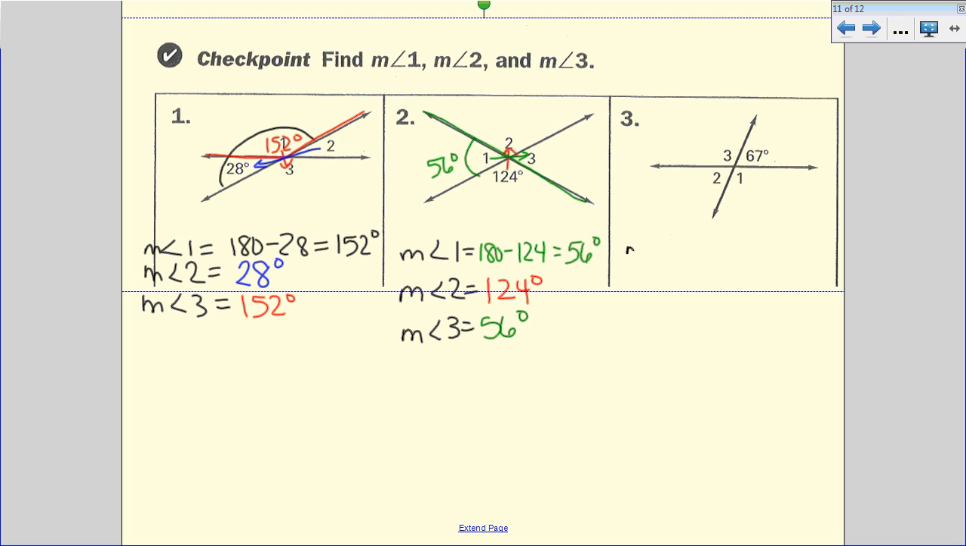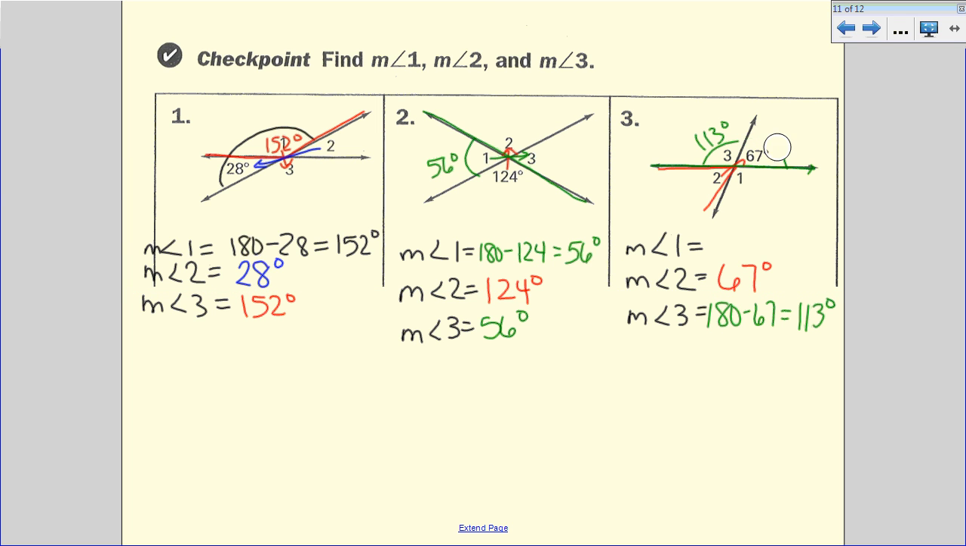We take a look at the third one. Measure of angle 1, measure of angle 2 is what I'm looking for, measure of angle 3. Angle 2 is opposite, or is vertical, to the 67-degree angle. So angle 2 is 67 degrees. We could look at it this way: angle 3 is also a linear pair with the 67. So because they make a straight line, we do 180 minus 67, and we should get 113 degrees there. If angle 3 is 113 degrees, then I know angle 1, its vertical angle, is also 113 degrees.